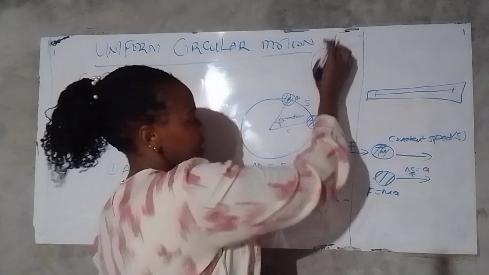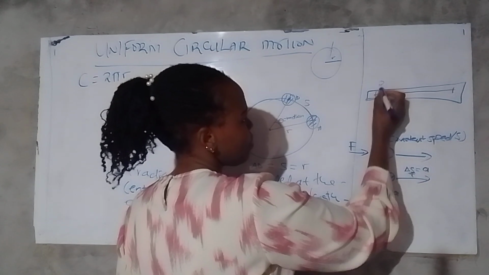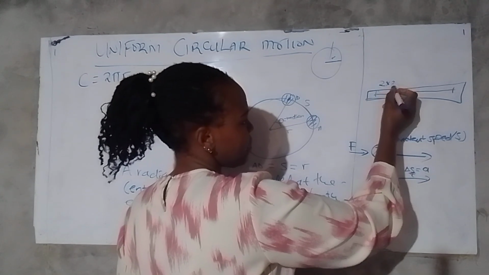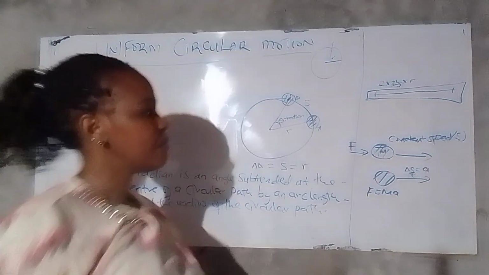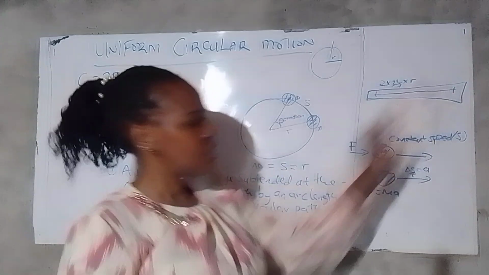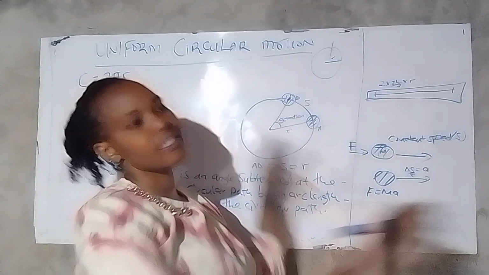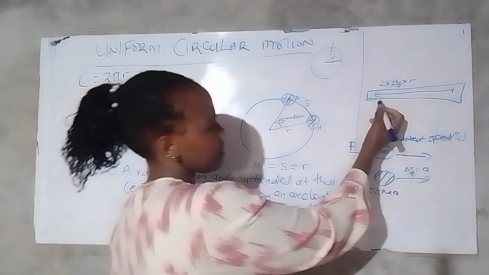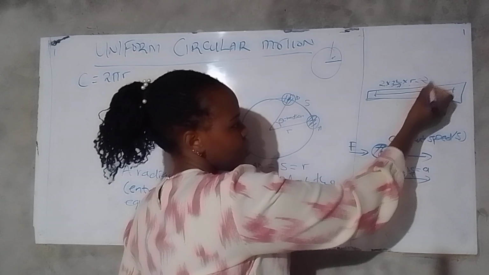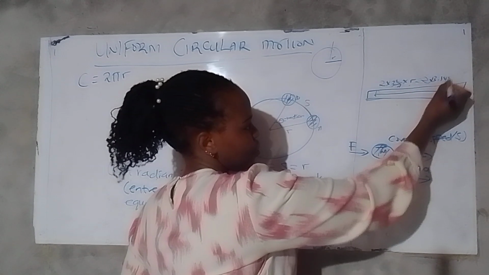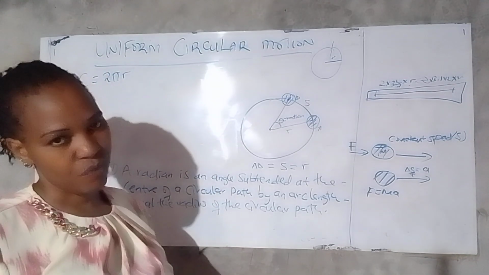So that is your circular path. You stretch it on a ruler. The distance from here to here will be equal to 2 times pi, which is 22 over 7, times r. That's the length from this point to that point, when you stretch the circular path so that you get a straight path. Then the distance will be equal to 2 times pi times r, or 2 times 3.142 times r, because sometimes you give pi in terms of 3.142.